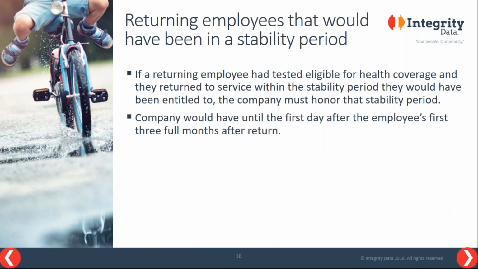So here's a few examples. An employee was in a stability period from January 1, 2018 to December 31st, 2018. The employee took coverage and left the company on March 2nd, 2018. Then the employee decides to return on June 2nd, 2018. The company must now offer continued coverage no later than October 1st, 2018. The company can then terminate the coverage on December 31st, 2018, which would have been the end of their initial stability period, and wait until the initial measurement period test results if this is a variable hour employee.